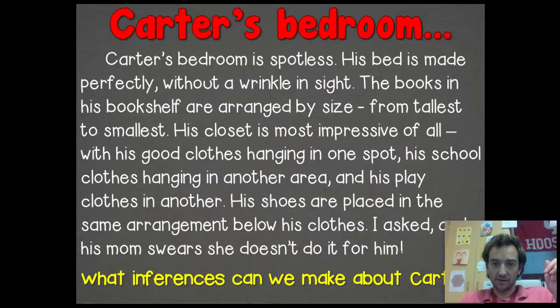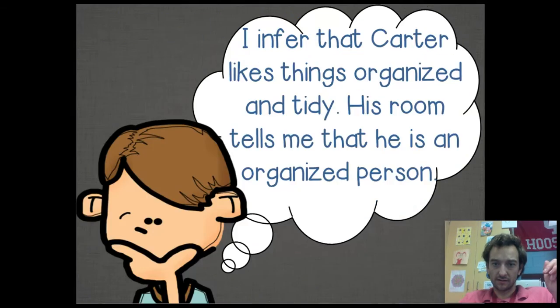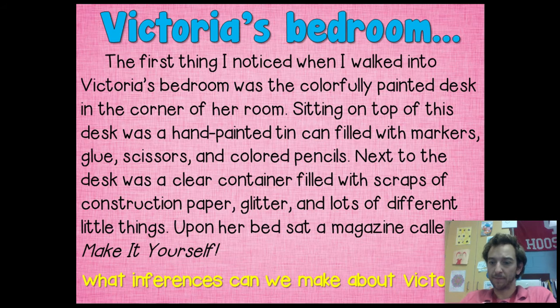So let's go with, okay, Victoria. So we're looking at bedrooms. So we're going to make some inferences about Victoria based on her room. So first things first, we got to read it. The first thing I noticed when I walked into Victoria's bedroom was the colorfully painted desk in the corner of the room. Sitting on top of the desk was a hand-painted tin can filled with markers, glue, scissors, colored pencils.